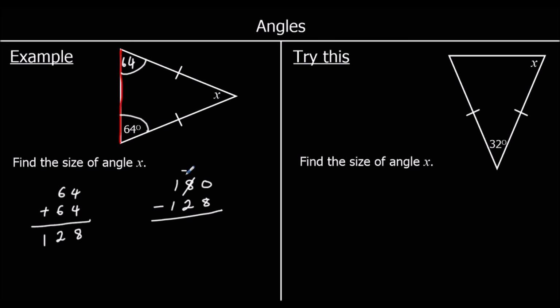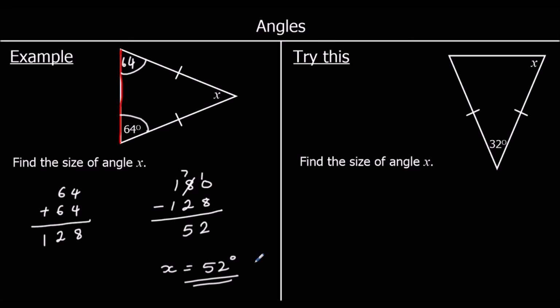We take one off the tens and add it to the ones. 10 take away 8 is 2. 7 take away 2 is 5. 1 take away 1 is nothing. So the missing angle is 52 degrees, because the angles in a triangle always add up to 180 degrees.